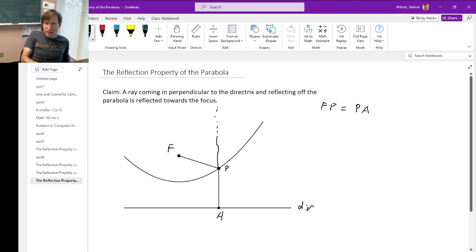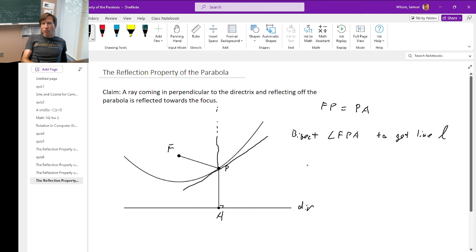Also, this incoming ray is an extension of the line from P to A, right? Because the ray that's incoming is coming in perpendicular to the directrix, and the line from P to A is perpendicular to the directrix, because that's how you measure the distance from the point P to the directrix. You have to measure it in a perpendicular distance. So what we're going to do is take the angle from F to P to A and bisect it to get a line that we're going to call L, and that line is going to look something like this.